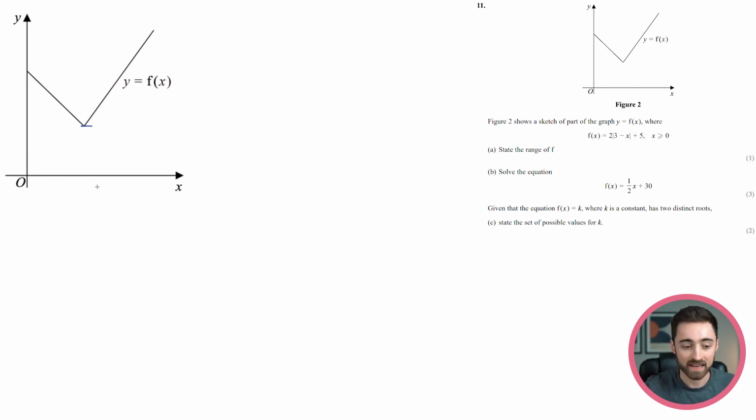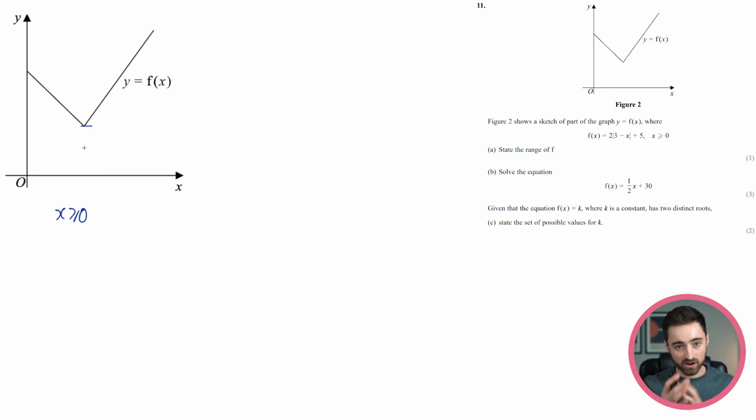If you look at the domain, it's basically x is greater than or equal to 0. In other words, this goes up forever, so this isn't going to have an upper limit. It's going to go up to infinity. So basically, it's just going to be greater than or equal to whatever this value is here, isn't it? So what is this minimum point then?